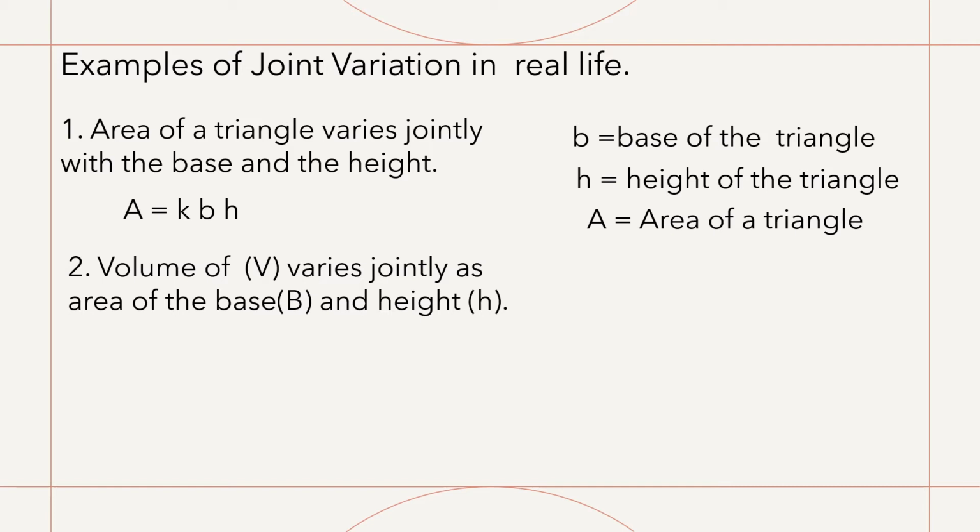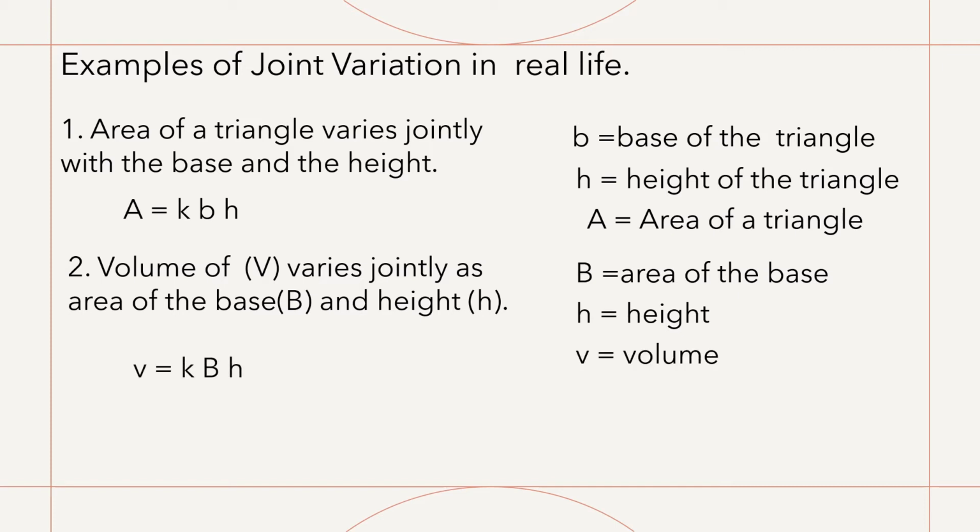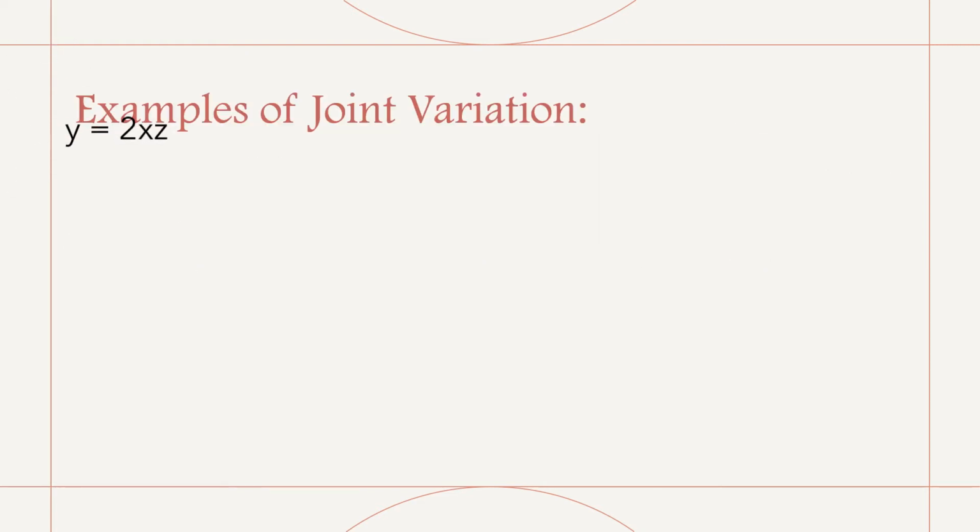Another example is the volume of a pyramid. The volume of a pyramid varies jointly as the area of the base and the height. So here, B is the area of the base, the big letter B, H is the height, and V is the volume. So we can now write the equation of variation as V is equal to k times B times H.